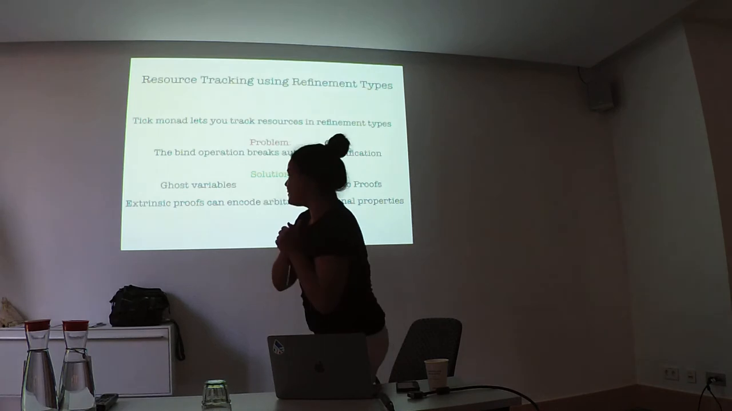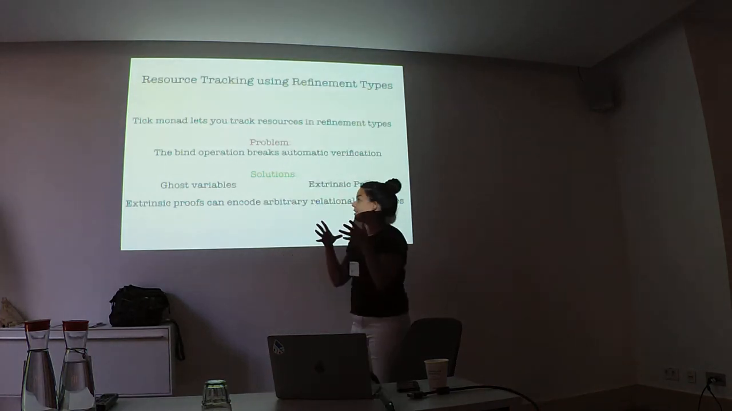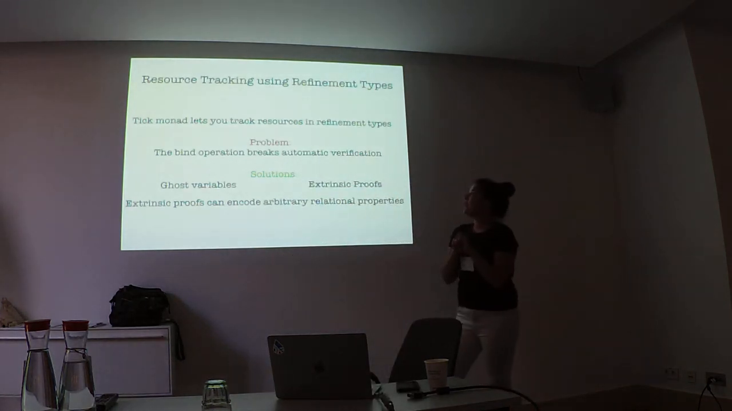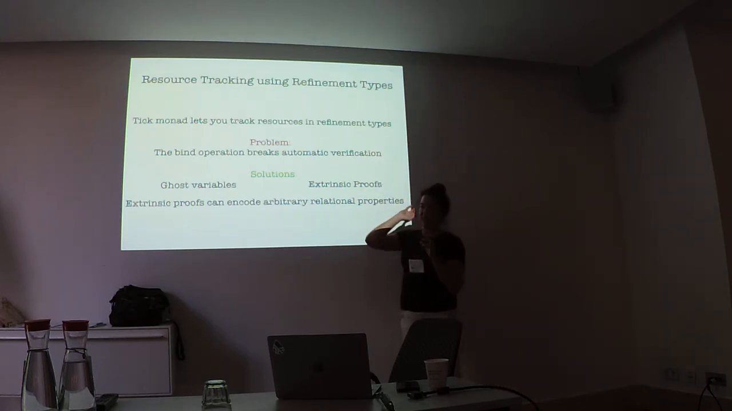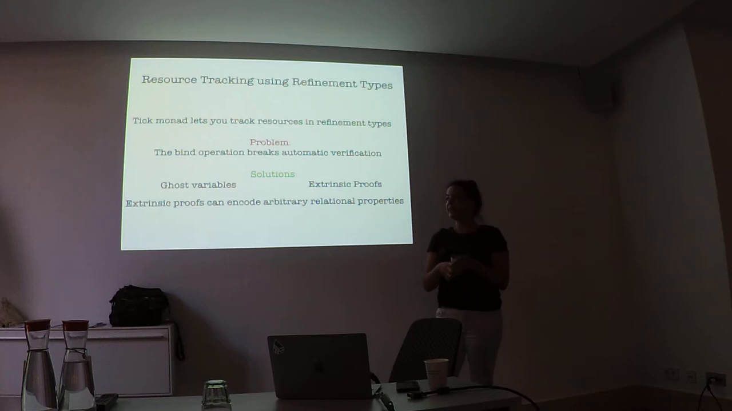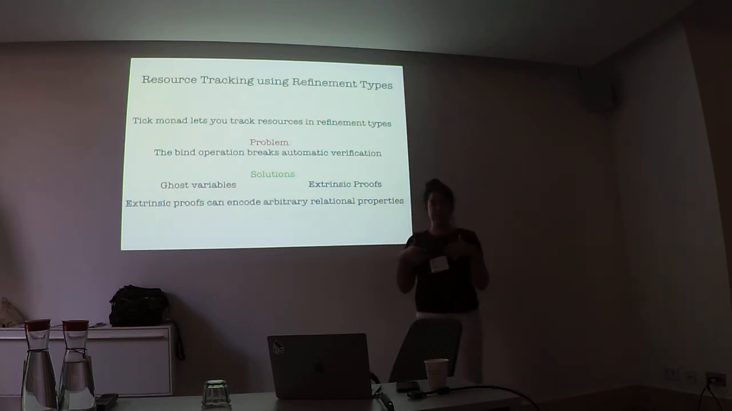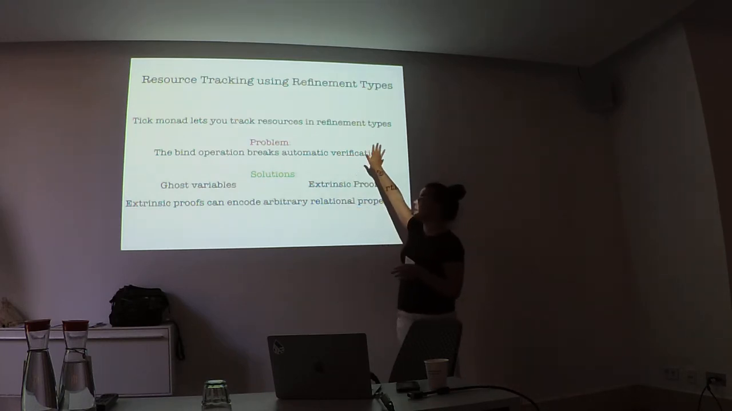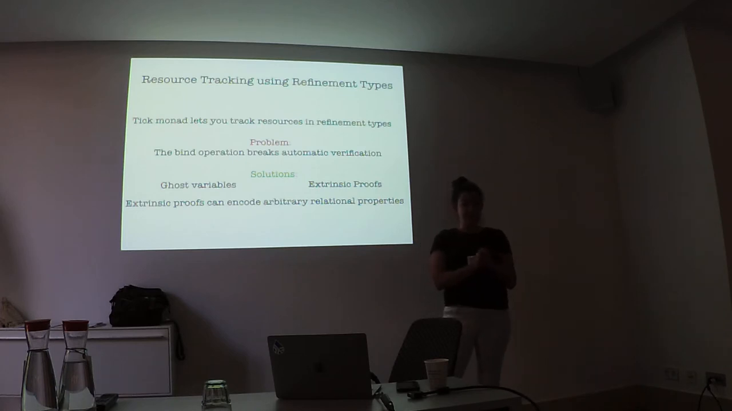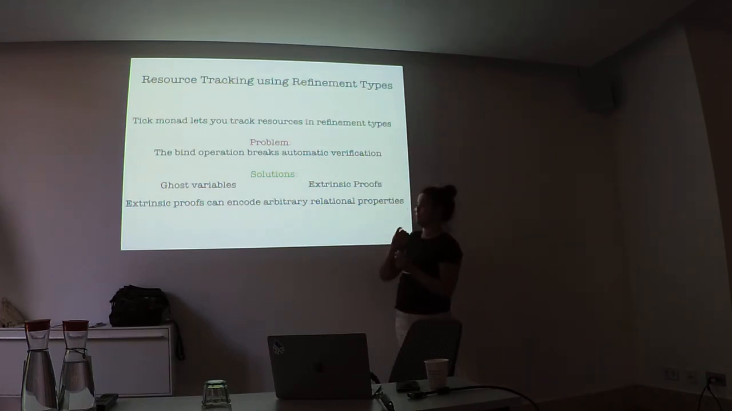So, we define insertion sort, and this is like the conclusion. We use refinement types to do resource tracking, and the high level idea is that we define this tick monad that tracks all the user-defined resources. They are tracked at runtime, and then I'm using refinement types to approximate proper bounds for these tracked resources.